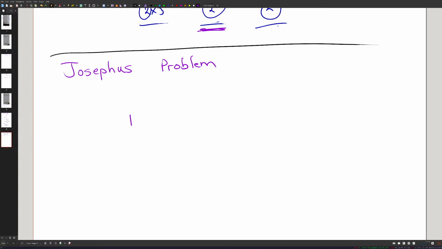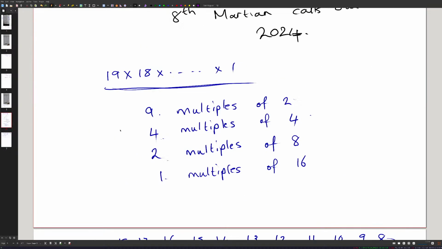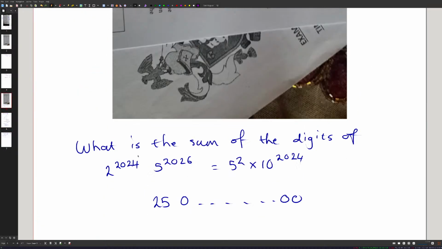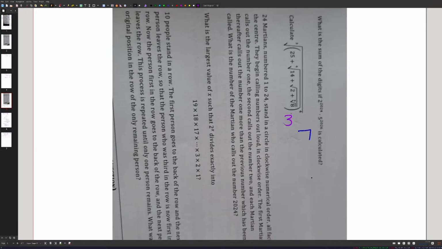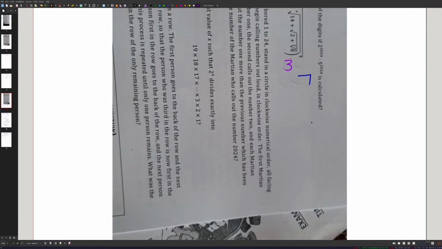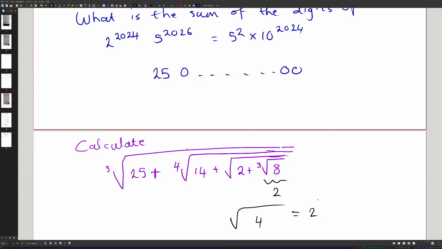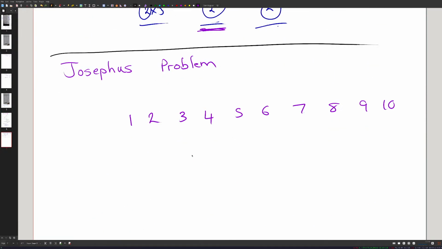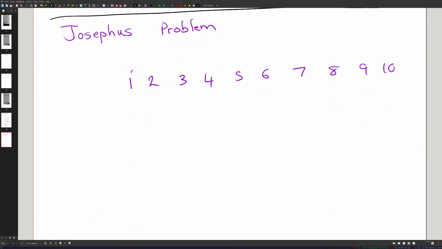So we're starting out with 1, 2, 3, 4, 5, 6, 7, 8, 9, 10. Okay, so does 1 go to the back and then 2 leaves? Or is it 1 leaves and 2 goes to the back? The first person goes to the back and 2 leaves. So then you can see that in the first round, all the even numbers are going to leave. 1 is going to end up at the back, and then 2 leaves.